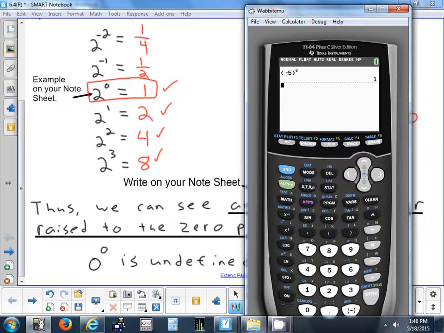What would happen if I left the parentheses off? The answer wouldn't be right. Would I still get 1? No. I'd get a negative 1. It would basically do 5 to the 0 and slap a negative in front. Okay? That's what I would do.